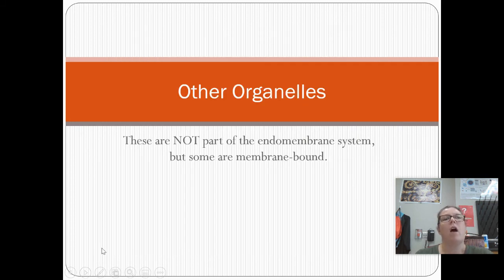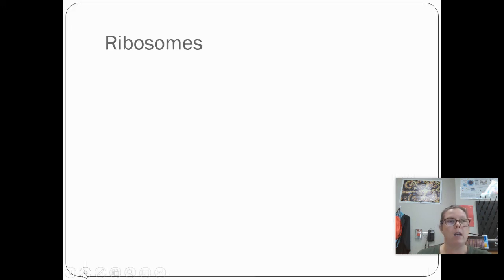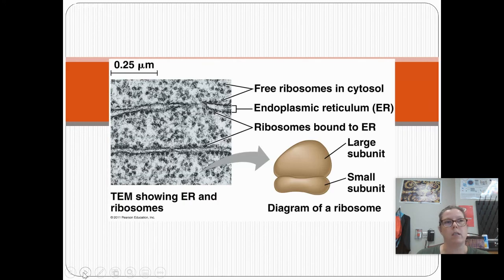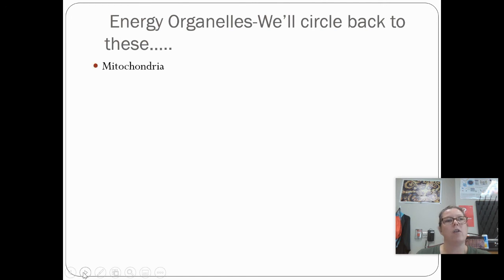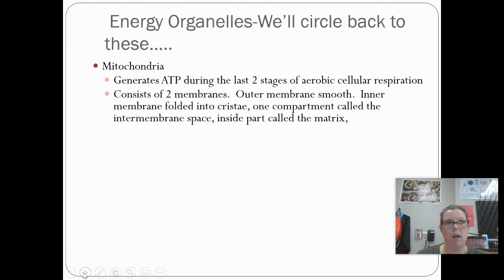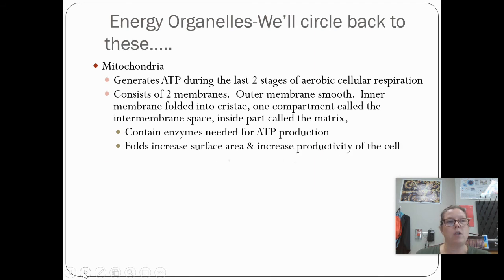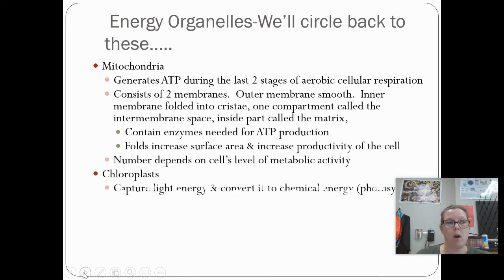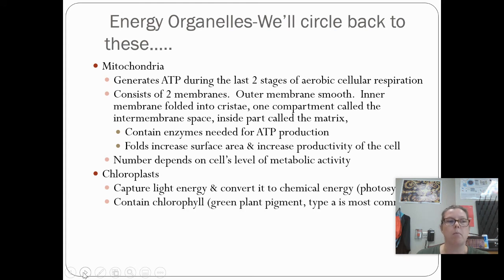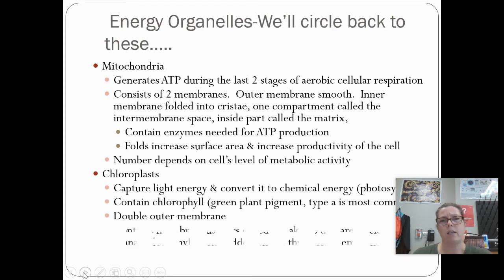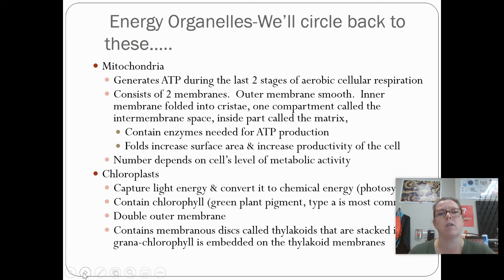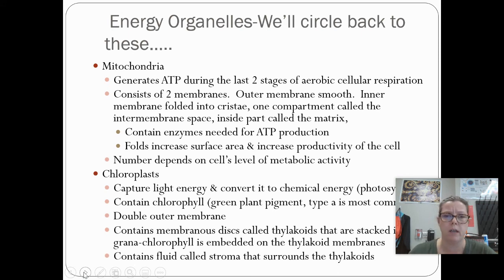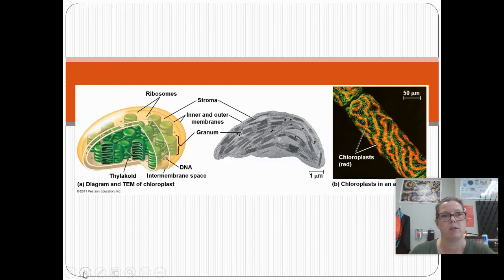All right, and then you have other organelles that are not part of the membrane system, but some of them are membrane bound. And again, ribosomes are not membrane bound, so not part of the endomembrane system, right? And then you've got these energy organelles, the mitochondria and the chloroplast. These organelles are not part of the endomembrane system, but they themselves are membrane bound. And these are special because they are the product of a process called endosymbiosis. And again, we'll get to that. You may remember it from baby bio, but we're going to go into a little bit more detail with some of our activities this week.